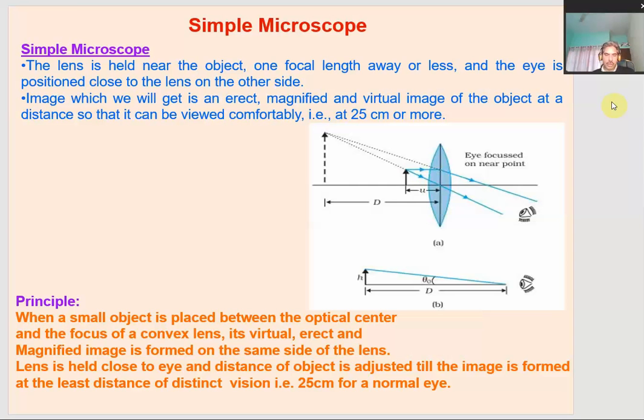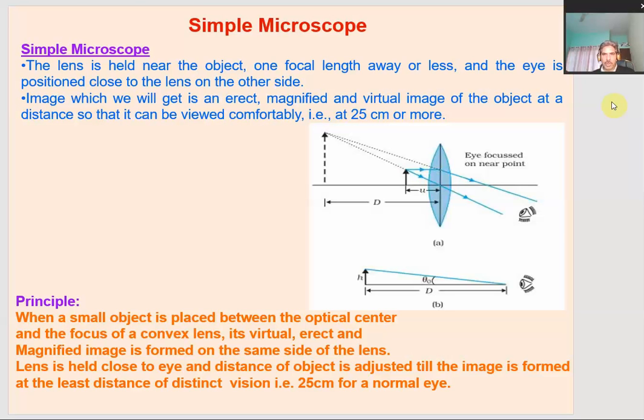These are microscopes, telescopes, binoculars, etc. So we will discuss them one by one. Let us take the first optical instrument. It is the simple microscope. The human eye is also an optical instrument, right? But the very first man-made optical instrument is the simple microscope. So what is a simple microscope?